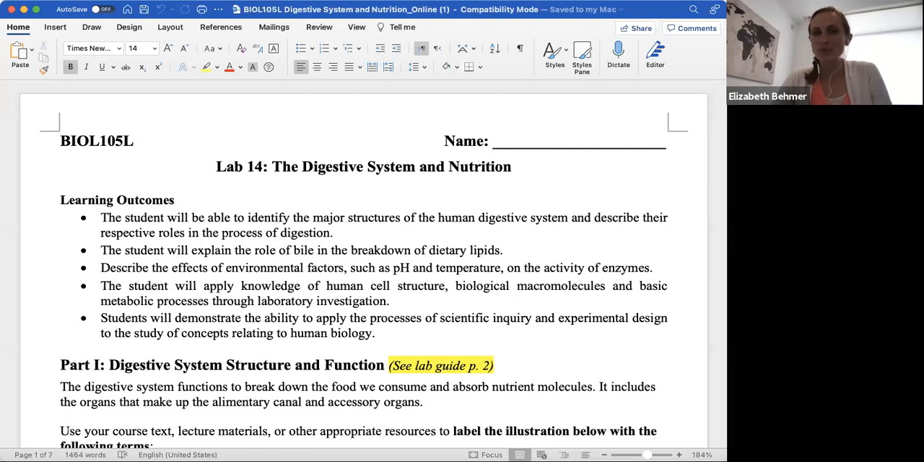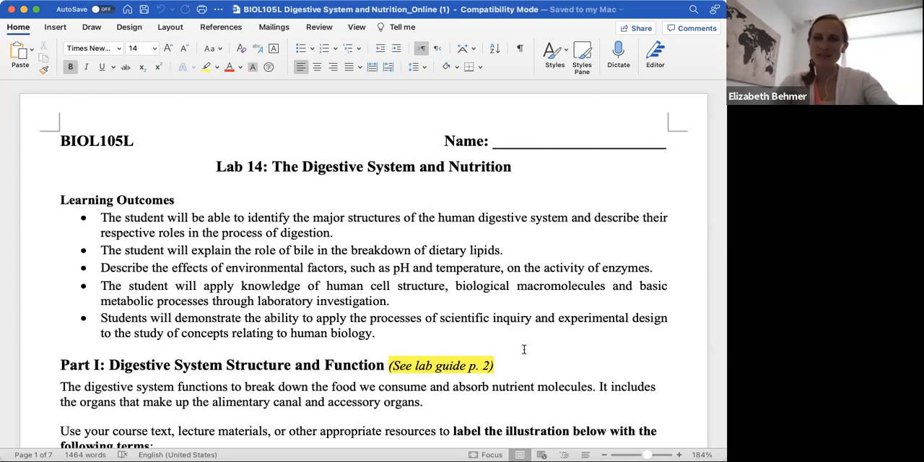2 worksheets to upload. It'll be on lab 14, which is the digestive system and nutrition, and lab 15, which will be reproductive and urinary system. And I'm going to briefly go through both here, and they're pretty self-explanatory. There's a lab guide that goes through both of them.